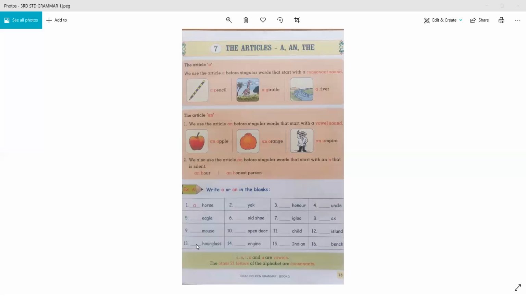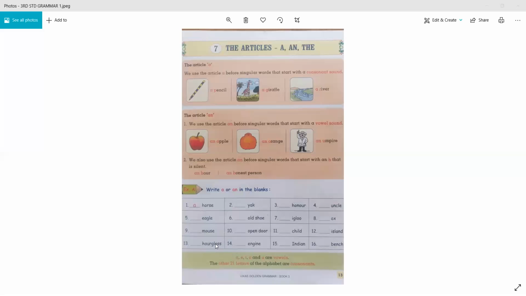As here H represents a consonant sound, but some words are silent words, so the sound comes from O: hour glass. We won't say "hour", we say "our glass". So the sound comes with an O. O is a vowel. So that's why here we are going to use an hour glass.